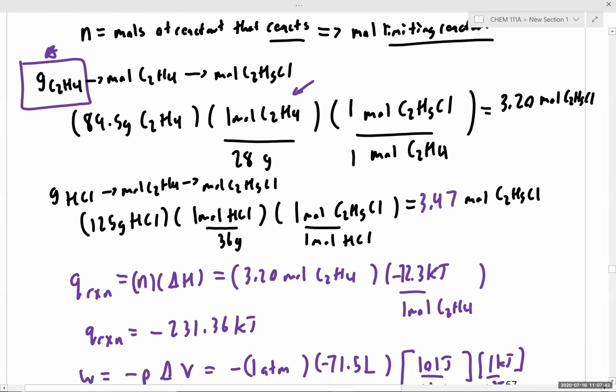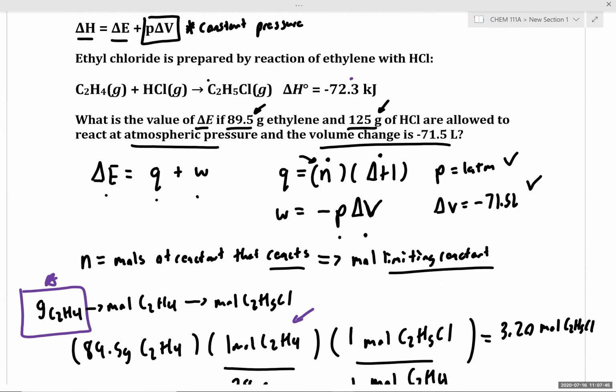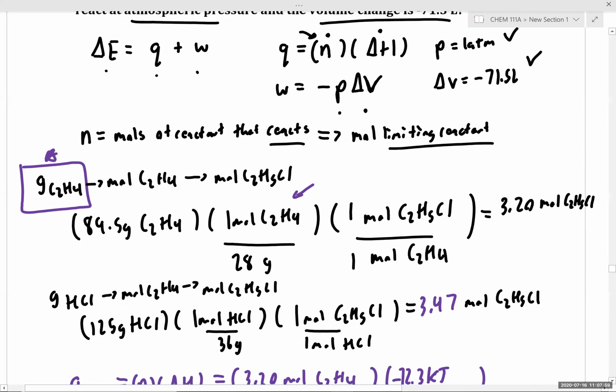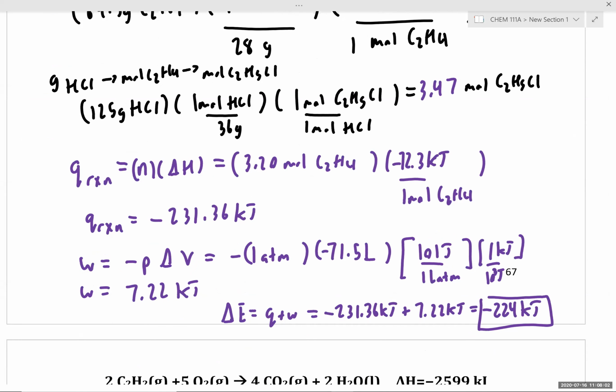Just to summarize, we identified our known information. We knew the pressure, we knew the volume. We wrote out expressions for heat and work, the two pieces of information we need to calculate the change in internal energy. Then we calculated the heat of reaction, and in turn, we calculated the work associated with our reaction. We added our heat and work together to give the change in internal energy. Key thing, be on the lookout for limiting reactants.